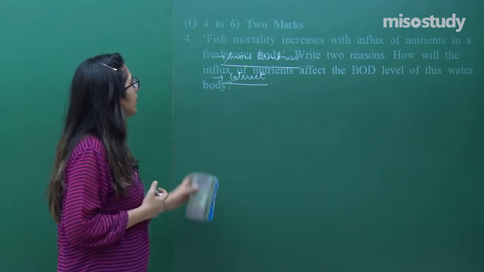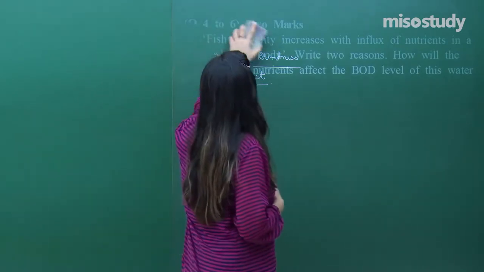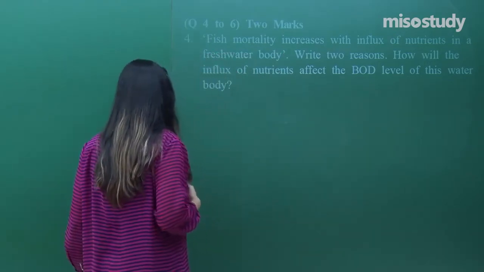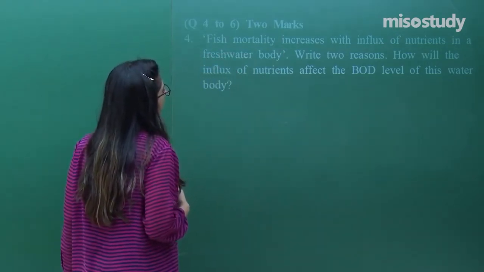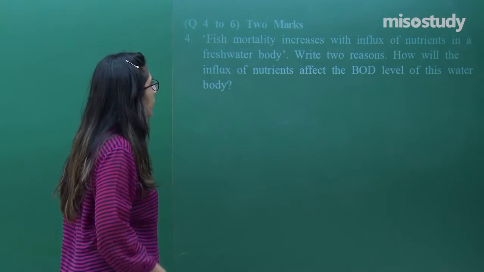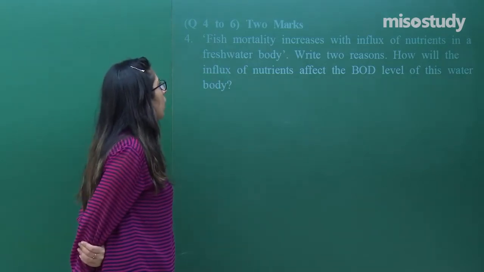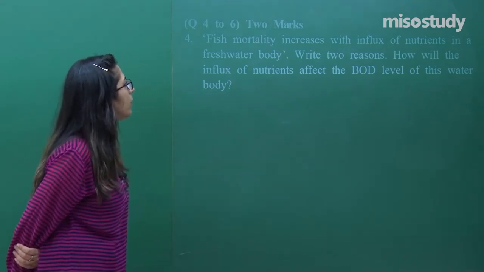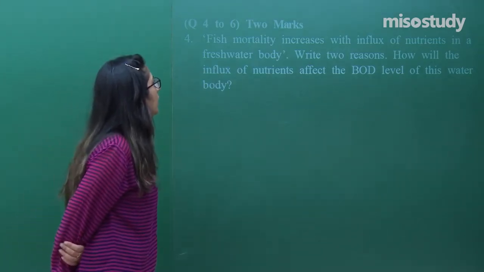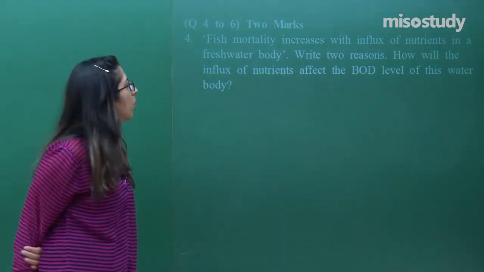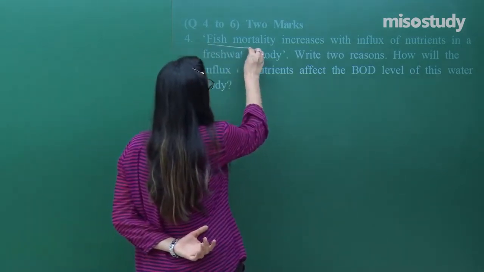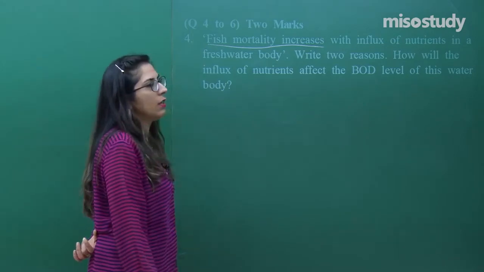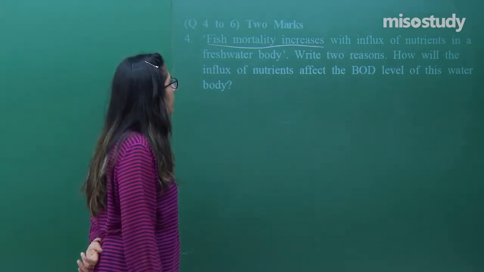Let us move towards the next category of questions, that of 2 marks. Fish mortality increases with influx of nutrients in a freshwater body. Write 2 reasons how the influx of nutrients will affect the BOD level of this water body. They are asking that fish mortality is increasing because of the influx of nutrients in the water body. Write 2 reasons for that.